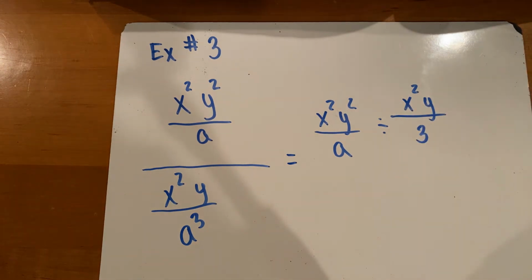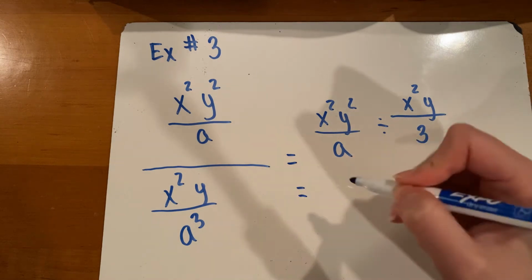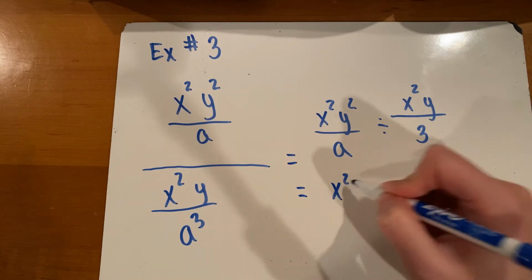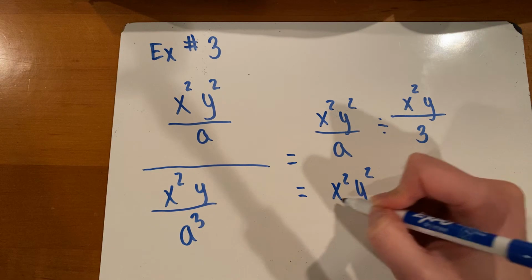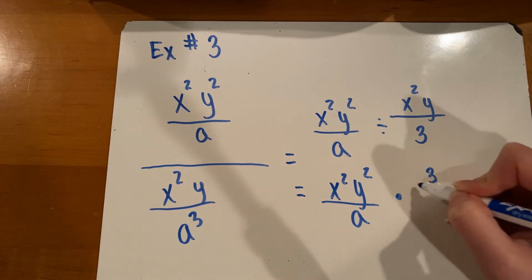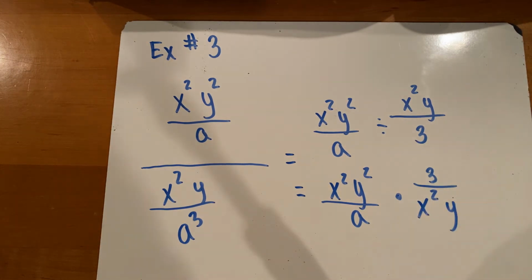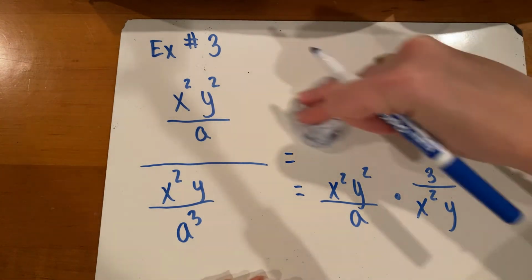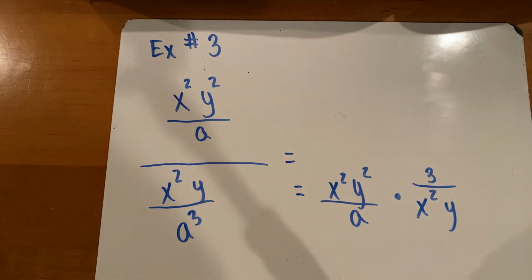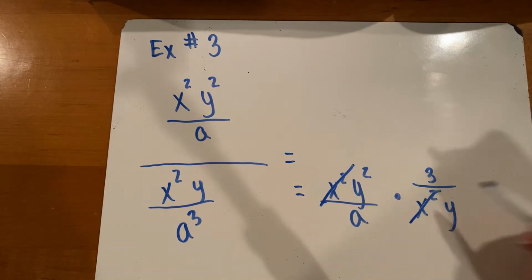And now this looks way friendlier. So now multiply by your reciprocal. So x squared y squared over a times 3 over x squared y. Again, much friendlier looking. I'm going to erase this just so that our eyes follow where we are more clearly. And now you can just start cross-canceling. I can cancel out my x squareds.